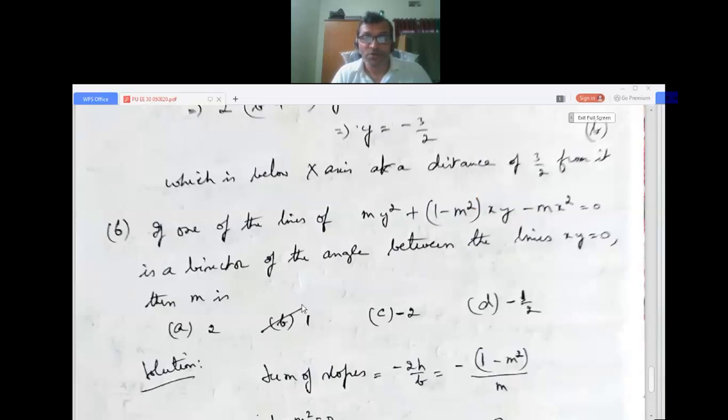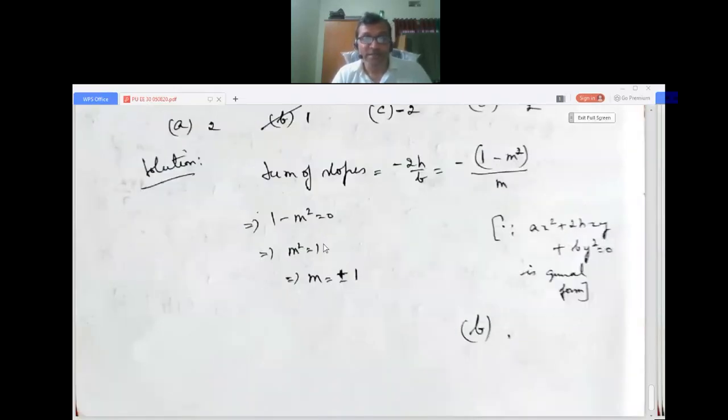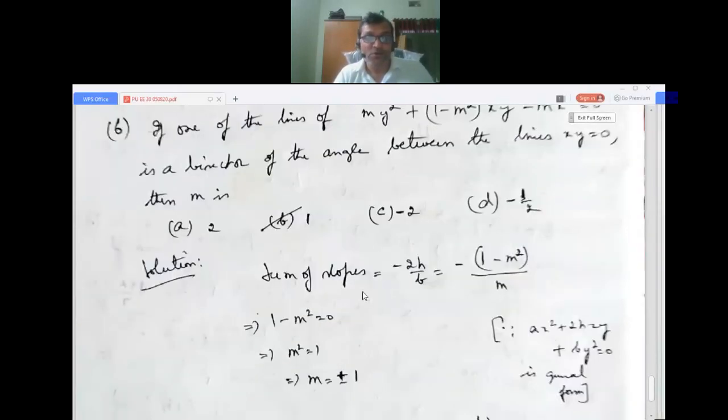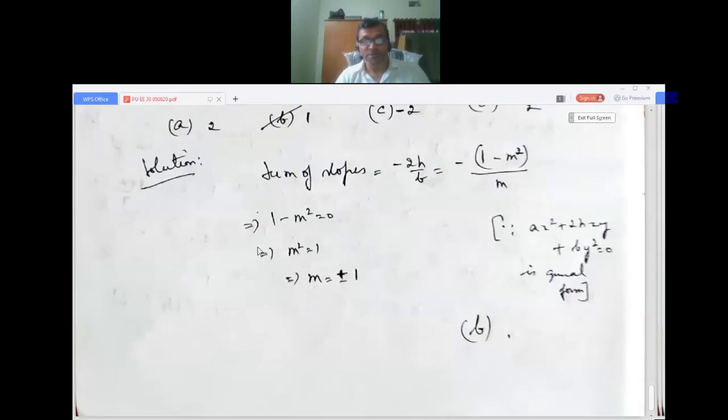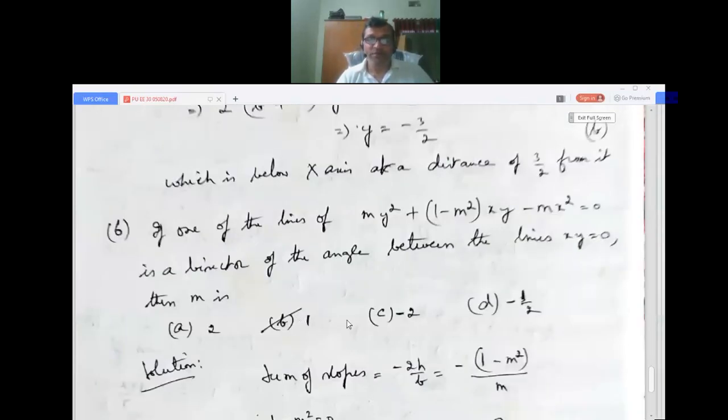Why do we take 1 minus m squared equals 0? Because the lines are between the lines xy equals 0, so this sum of the slopes should be equal to 0. Okay. So 1 minus m squared equals 0. So we get m equals plus or minus 1. So it is the second option.